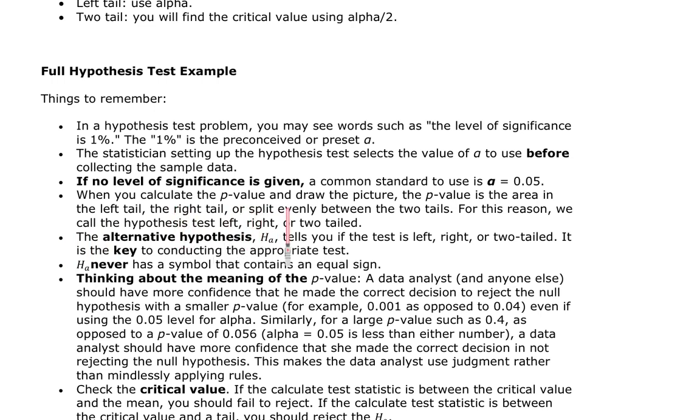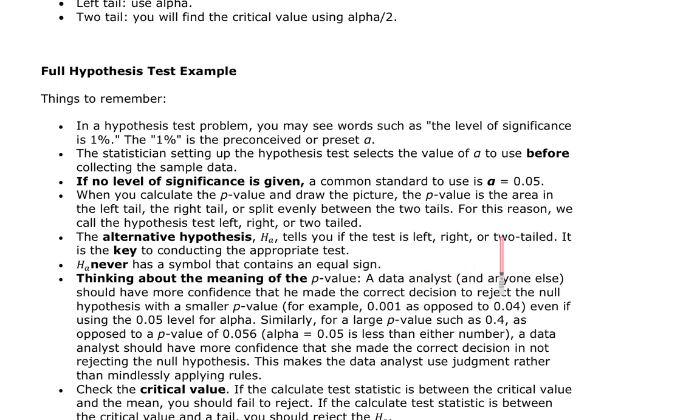When you calculate the p-value, you're going to probably want to draw the picture. The p-value is the shaded region under the curve from the left or the right, or the split between the two tails. For this reason, we call this a hypothesis test left, right, or two-tailed. The alternative hypothesis tells you if the test is left or right.